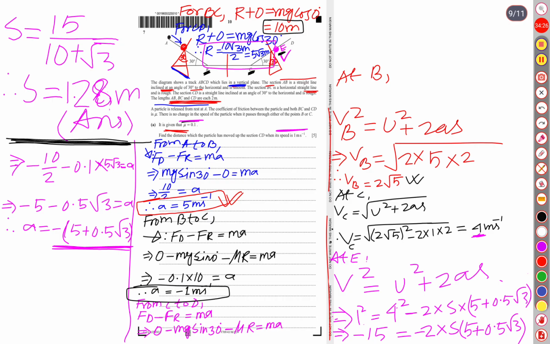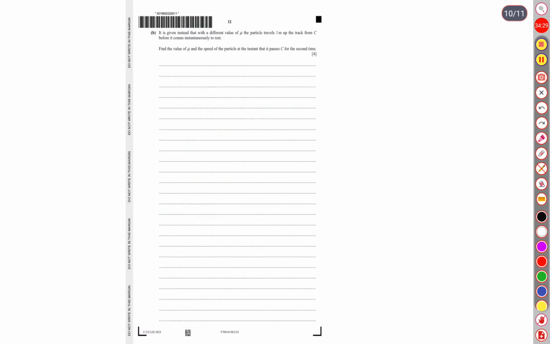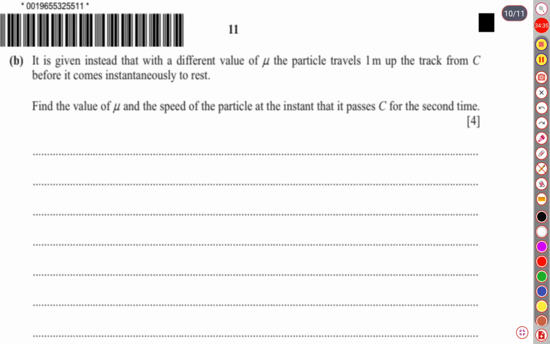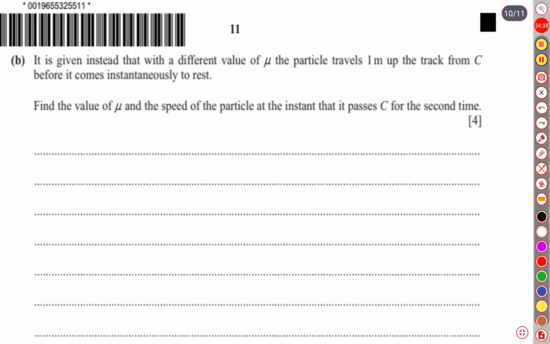The next question says, it is given instead that with a different value of mu, the particle travels 1 meter up the track from C before it comes instantaneously to rest. Find the value of mu and the speed of the particle at the instant when it passes C for the second time. Well, there are two values to be obtained. One is mu and the other one is the speed, the velocity when it comes back.